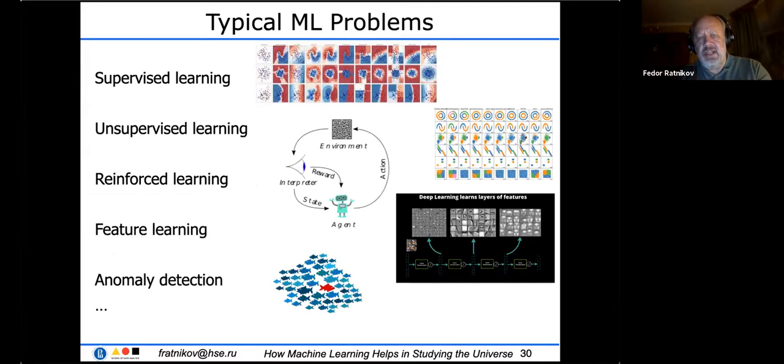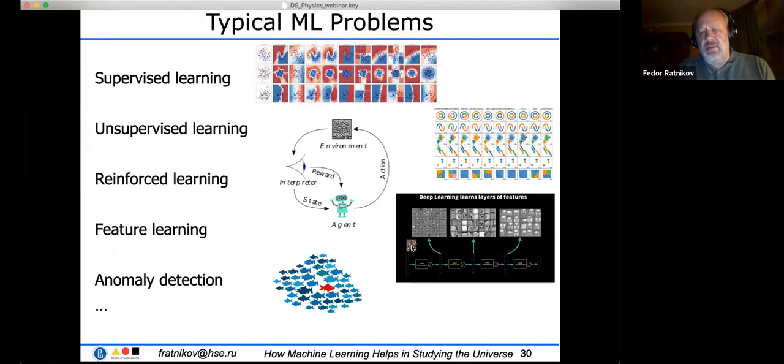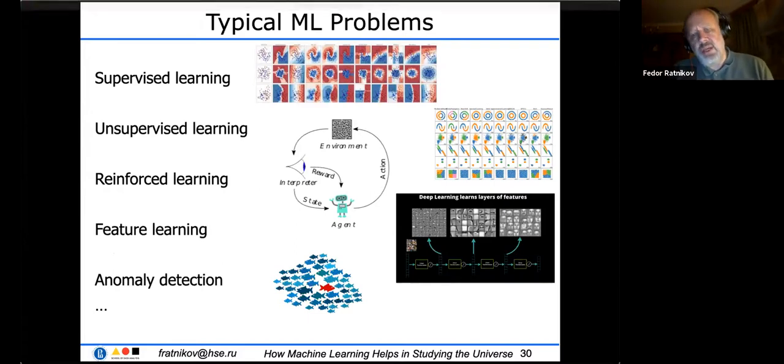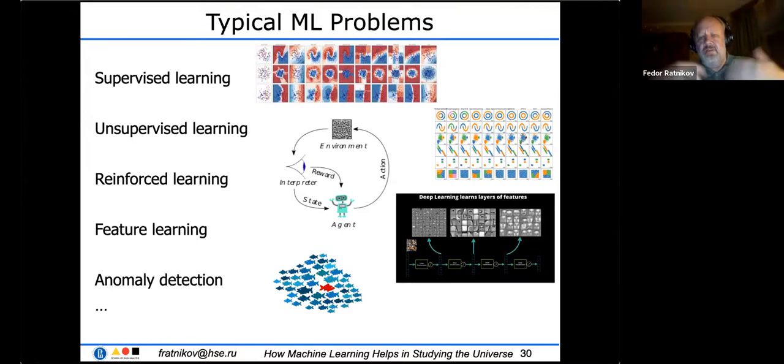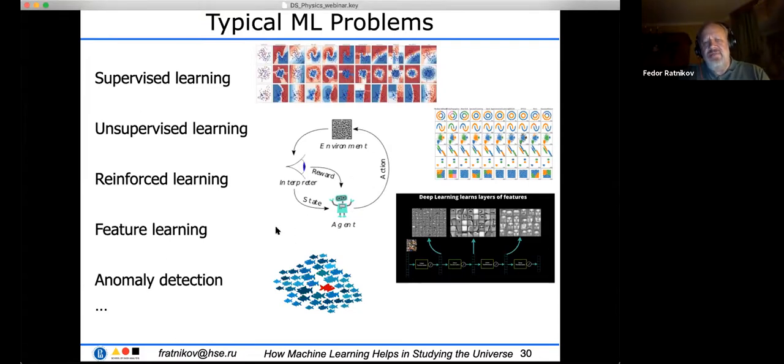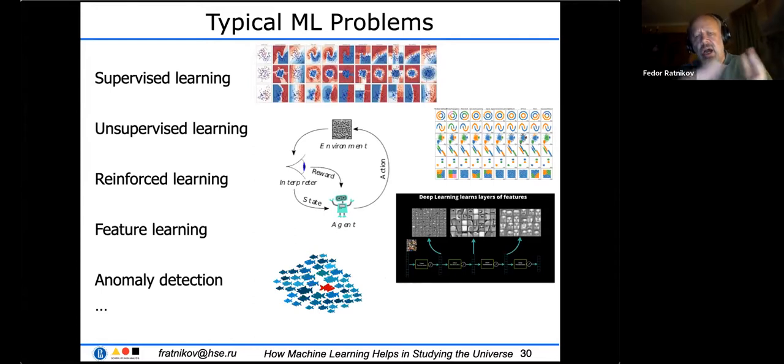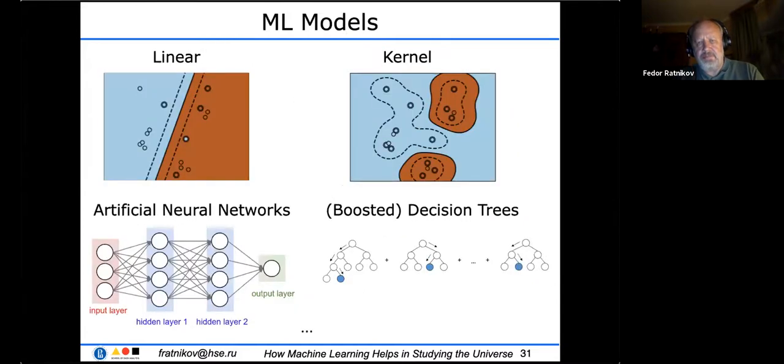Okay, so here is a list of typical machine learning problems we solve. There is supervised learning, where we have very well-defined labeled samples, and there is unsupervised learning, where we only give a hint what we'd like to obtain. Then there is reinforcement learning, where we give a system just a hint what could be good or bad in a particular situation. Then there are feature learning and anomaly detection, which tries to find some outliers in data distributions. So there are different kinds of machine learning models.